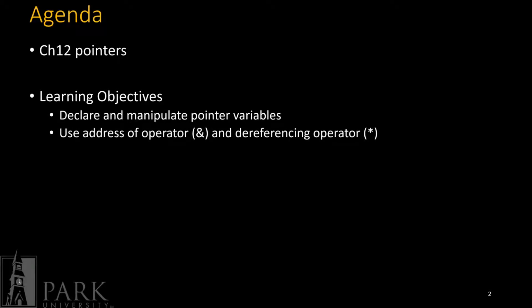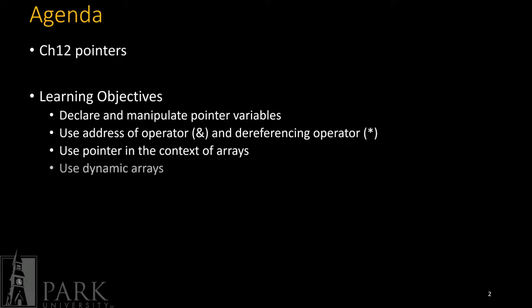use the address of operator to retrieve the address of a variable, and the dereference operator to dereference a pointer variable. And we'll talk more about what that means. You should also understand how pointer arithmetic can be beneficial, especially in the context of arrays. And speaking of arrays, you should also learn by the end of this lesson how to use dynamic arrays. And then finally, you should also know how to return a pointer from a function.